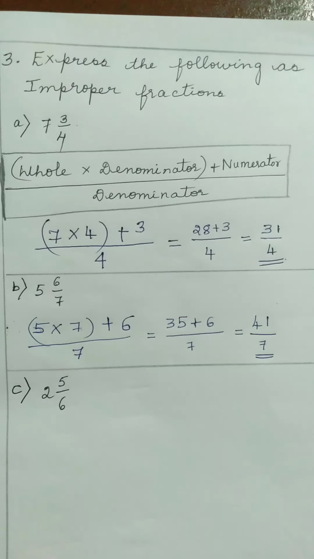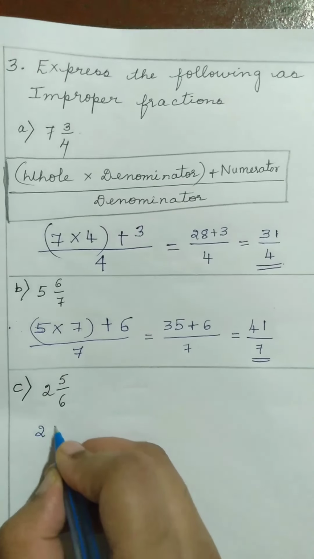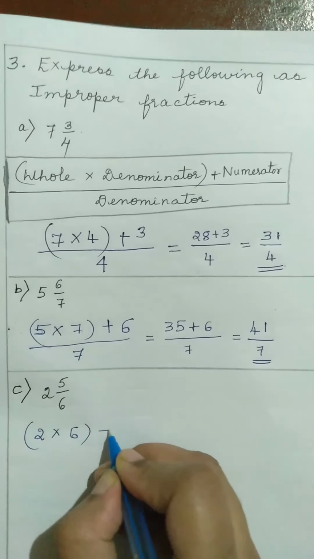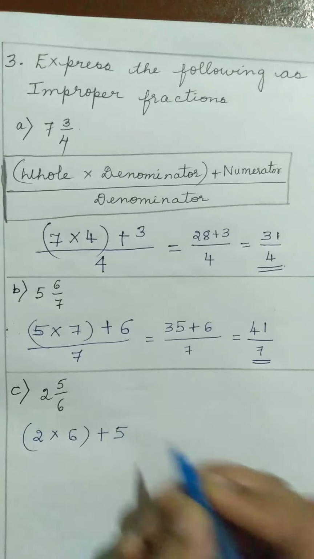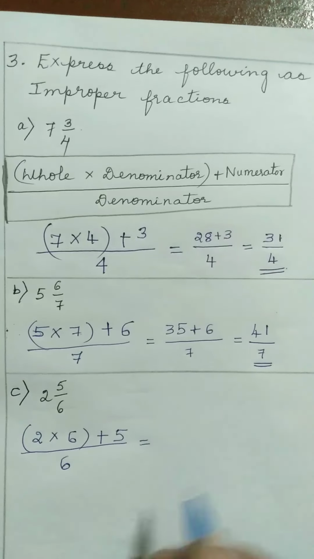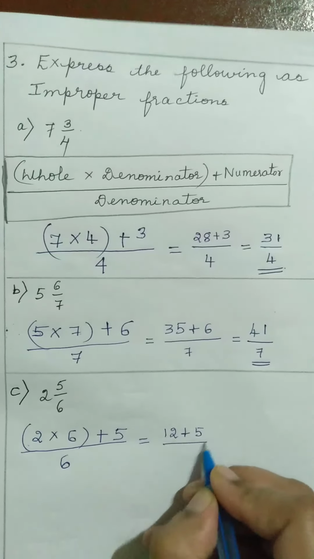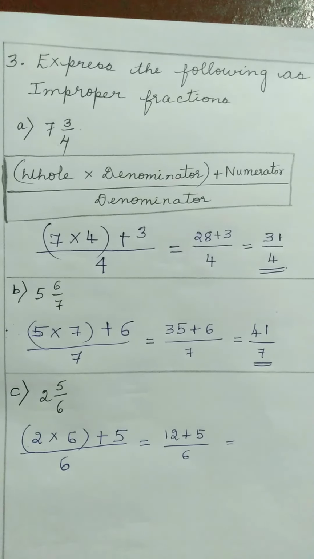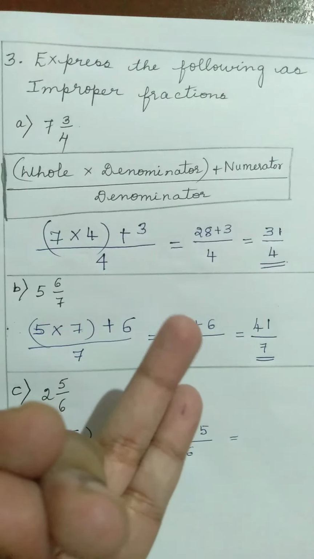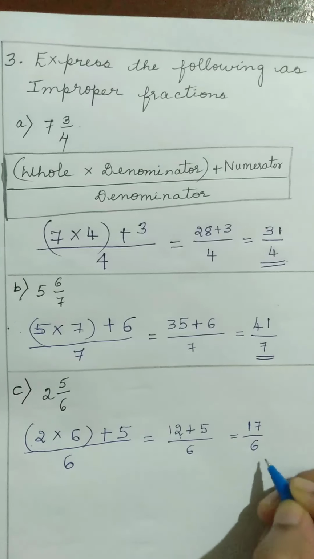Next problem is 2 5 by 6, in which 2 is the whole into, in 5 by 6, 6 is the denominator plus 5 is the numerator, divided by 6 will be the denominator. It will be equal to 6 twos are 12 plus 5 divided by 6. That will be equal to 12 plus 5, 12, 13, 14, 15, 16, 17. Therefore, 17 by 6 is the final answer.